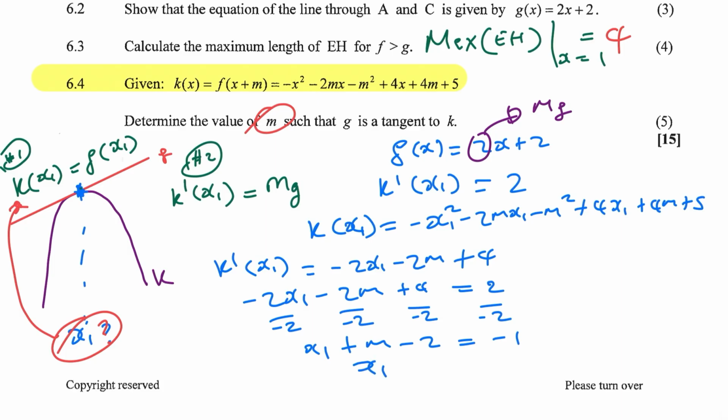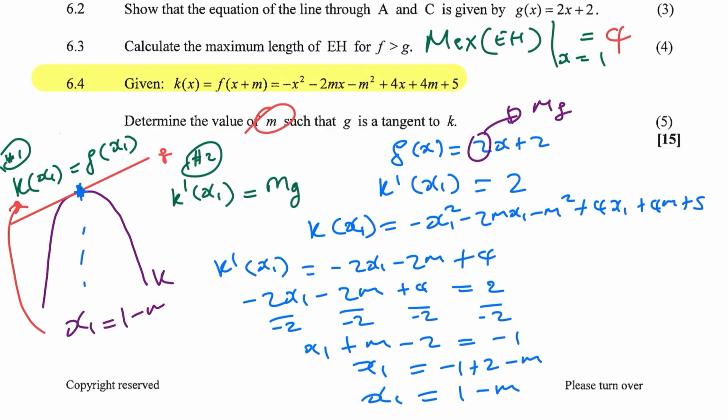So we have x1 is equal to negative 1. Take m minus 2 to the right hand side, it becomes positive 2 minus m. So x1 is equal to essentially 1 minus m. So this is your x1: x1 is equal to 1 minus m. What do we know? We know that now x1 is equal to 1 minus m. So now what you're going to do is substitute it back into these equations and then solve for m.